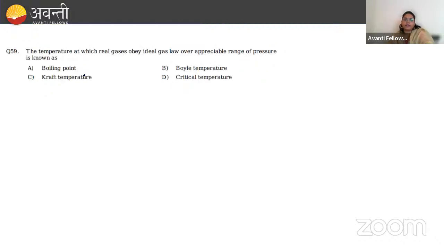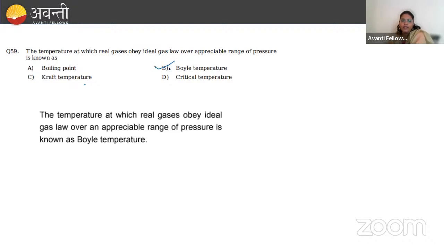Next, the temperature at which a real gas obeys the ideal gas law over an applicable range of pressure is known as? So what is the answer for this? Boiling point, boil temperature, Kraft temperature, and critical temperature. Very simple question, right? So the temperature at which real gases obey the ideal gas law over an appreciable range of pressure is known as Boyle's temperature. Very good, Ayushi.